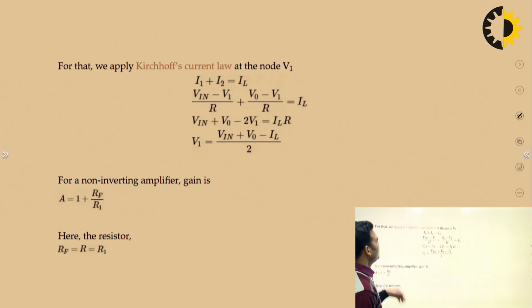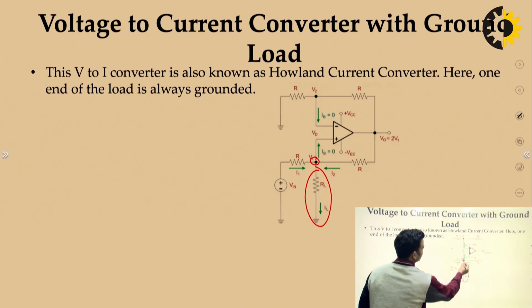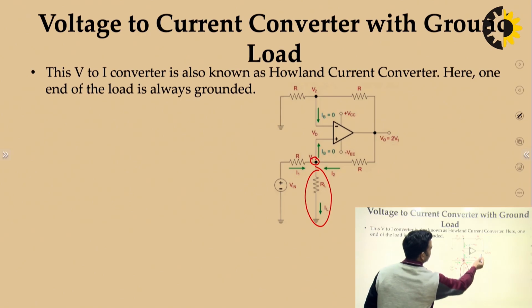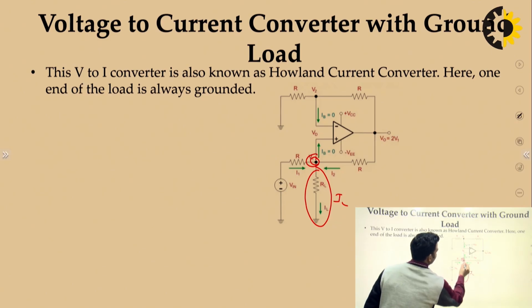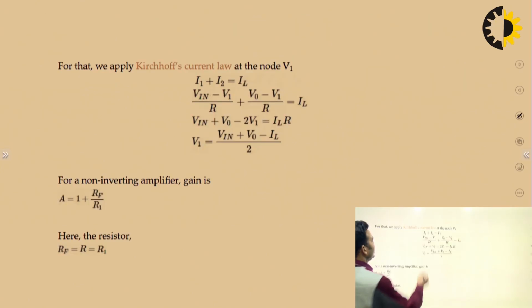What is I1? I1 is V in minus V1 upon R. I2 is V0 minus V1 by R. And IL is V1 minus 0 divided by RL. So this is what is written over here. If I take the LCM, we can proceed to the next step.